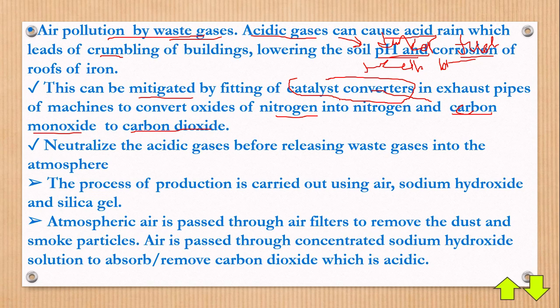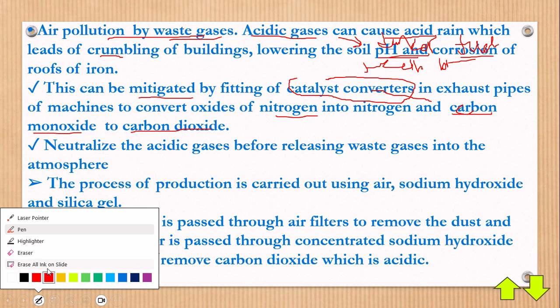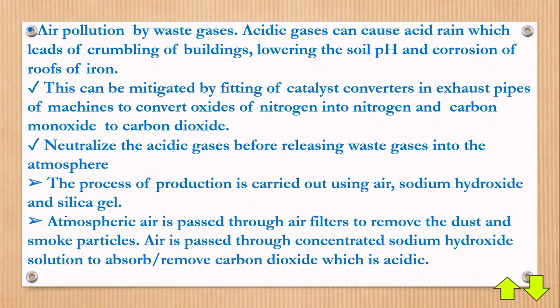That's why some of the factories tend to avoid them. Much as it is a mitigation here, they're a bit expensive. So some factories just decide to put the fumes directly into the atmosphere. Another way to solve that is to neutralize acidic gases before releasing wastes into the atmosphere.